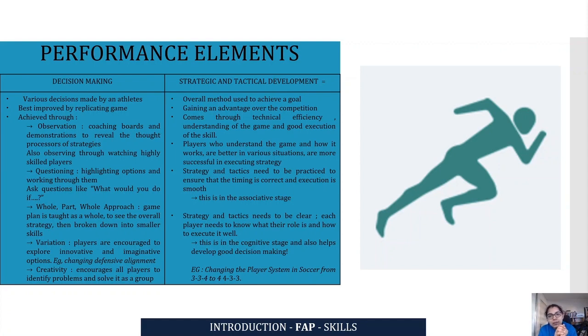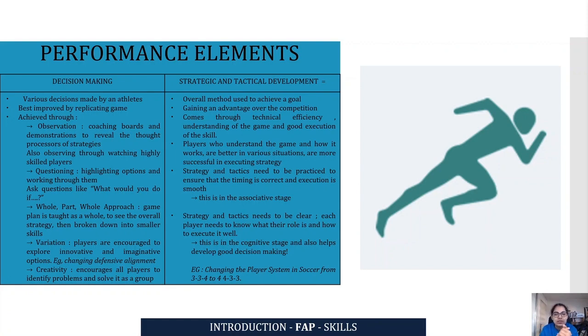Strategic and tactical development. This is the overall method used to achieve a goal, and we are gaining an advantage over the competitor. That is what we want to do, and we do that by improving our technical efficiency, understanding the game, and also having good execution of the skill. Players who understand the game and how it works are better in various situations, and they're more successful in executing strategy as well. Now, strategy and tactics have to be practiced to ensure that the timing is correct and the execution is smooth as well.